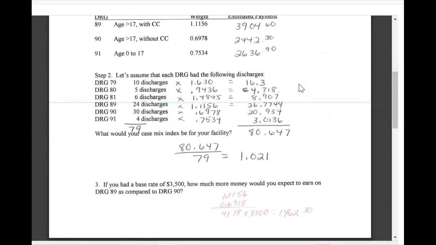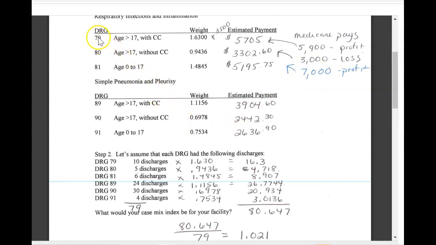Okay, we talked about case mix. So DRG 79, we know that it's 10 discharges. I need to go up to 79. Let's get the relative weight. Put it in here. So 10 times 1.630 equals 16.3. DRG 80, I have 5 discharges times relative weight for 80 is 0.9436 equals 4.718. DRG 81, 6 discharges.